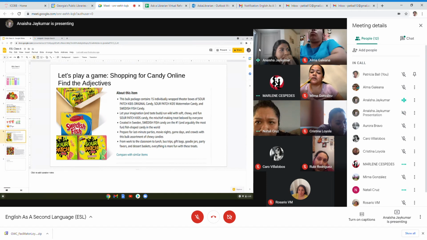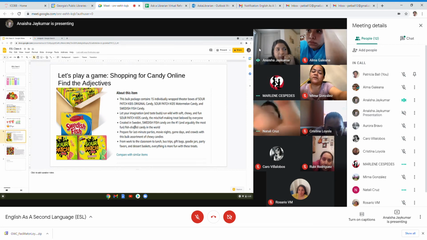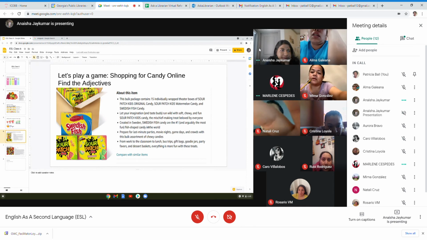Created in Sweden, Swedish Fish candy are the number one and arguably the most fun fish-shaped candy in the world. What are the adjectives here? Fun. Did someone say fun? Yes, that's still correct. Most fun.